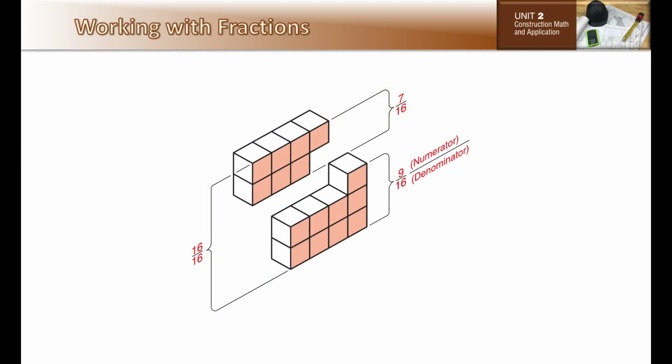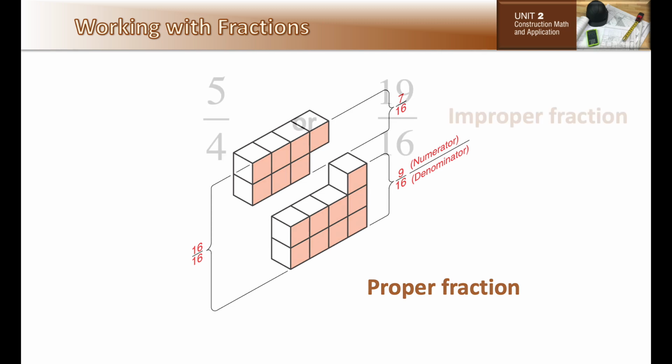Fractions are written with one number over the other. The number on the top is called the numerator, and the number on the bottom is called the denominator, as seen in this 7/16 and 9/16 example. The 7 and the 9 are numerators, and the 16 is the denominator. Note, when you add them together, you get 16/16, which equals 1. The 7/16 and 9/16 fractions in this example are called proper fractions.